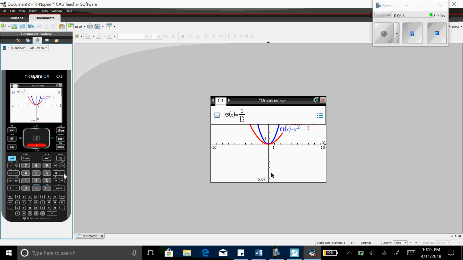Now we're going to put in 1/9 x squared. Enter. So as you can see, our graphs are getting fatter, right? We start with the blue. He was pretty skinny. Then he gets a little fatter when he becomes the red. Then he gets much fatter when he becomes the black function.